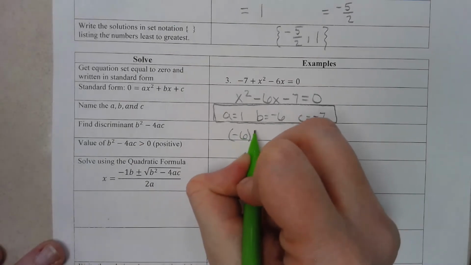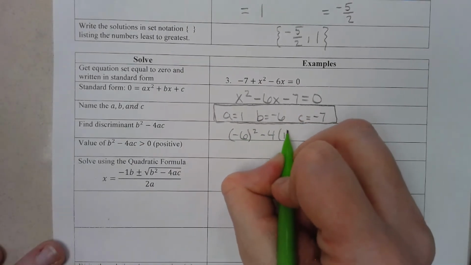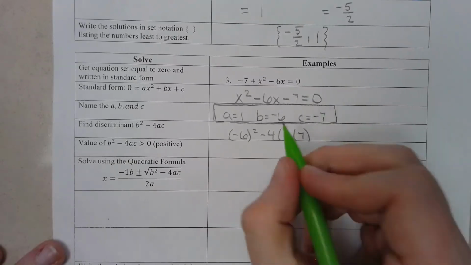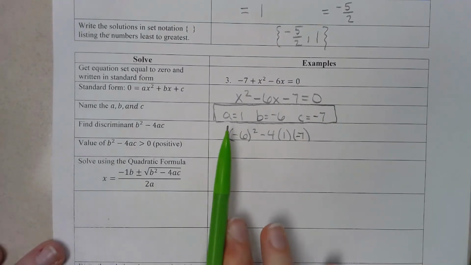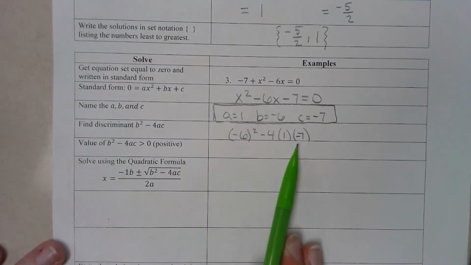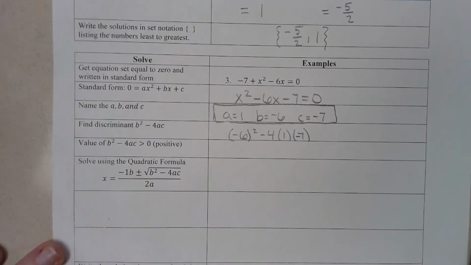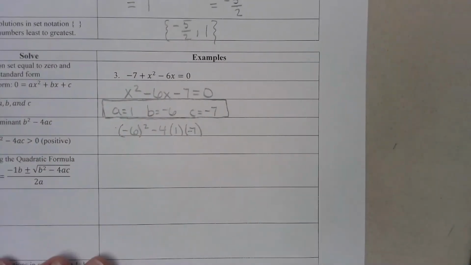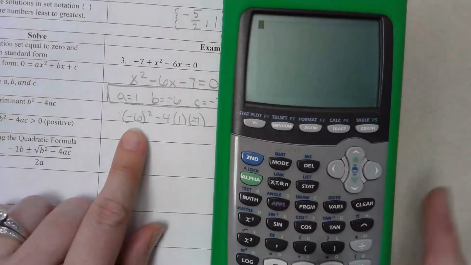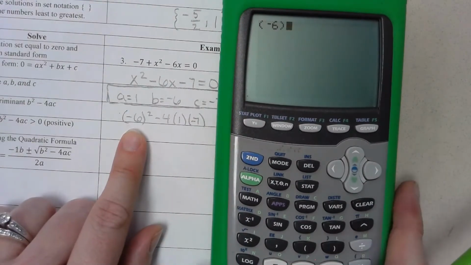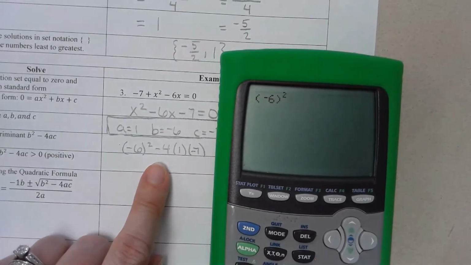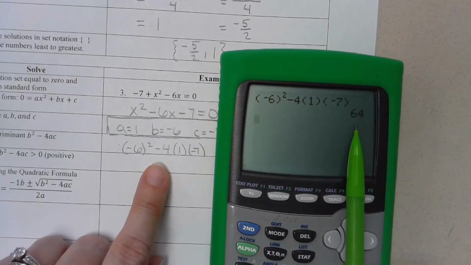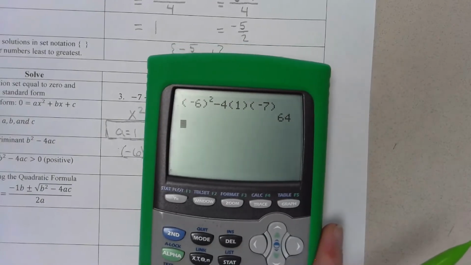So b squared minus 4ac, and that's a -7. Always being careful that you plugged in exactly what you say your a, b, and c equals. Here, it's especially important that you square the negative, including those parentheses. So let's do that in our calculator. -6 squared minus 4 times 1 times -7. We get that our discriminant equals 64.